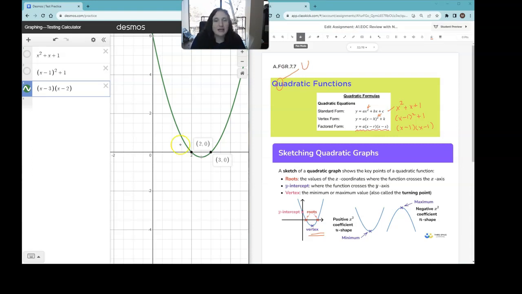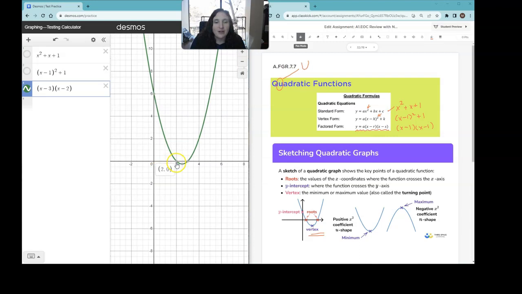Now let's take some more time analyzing this green graph. I notice that those 2 points are my roots and my solutions. I also notice that this point right here is my vertex, and that vertex is also my axis of symmetry. And so if I just type in x equals, and whatever this point is, my x point 2.5, that is my axis of symmetry.